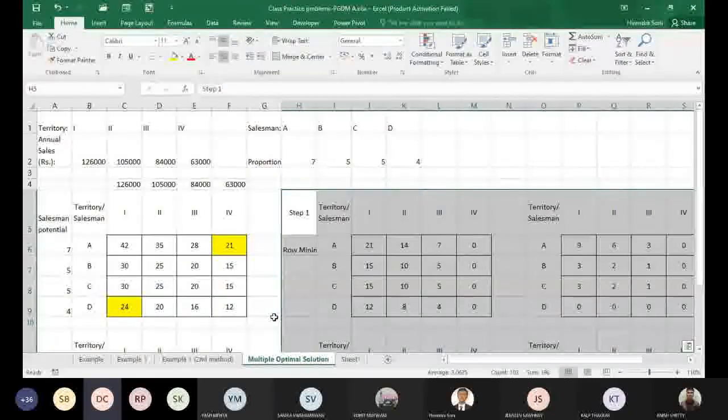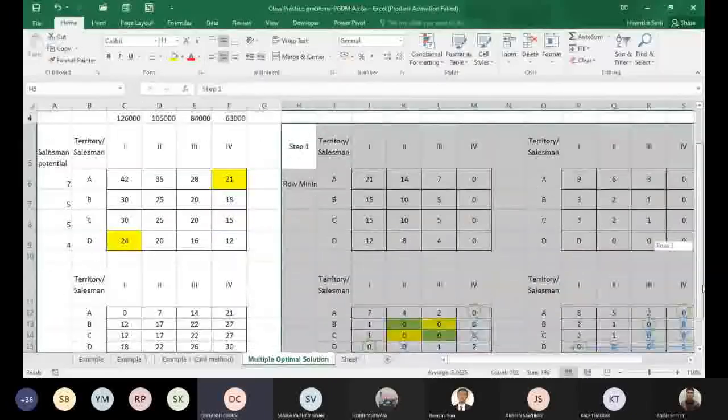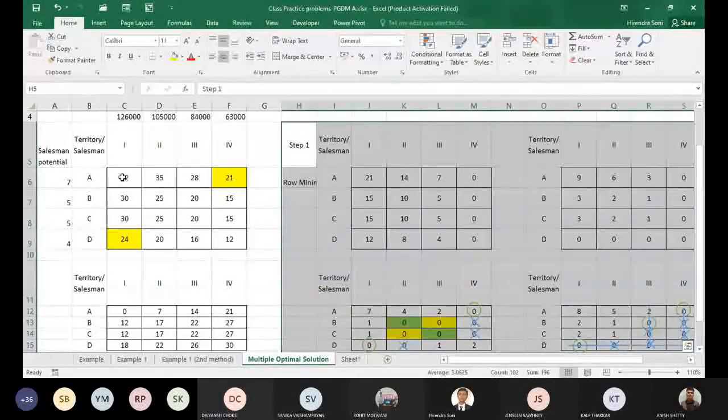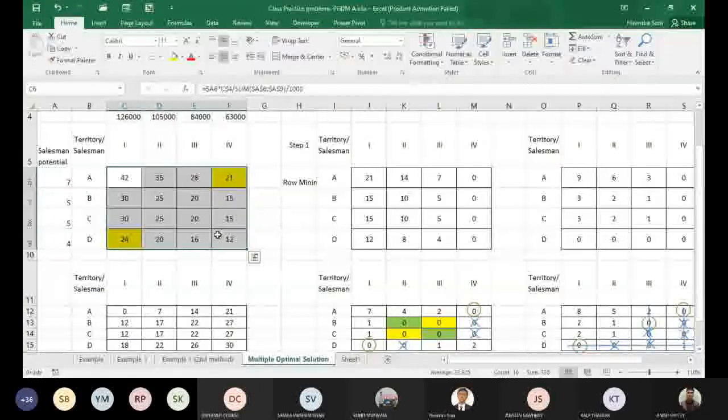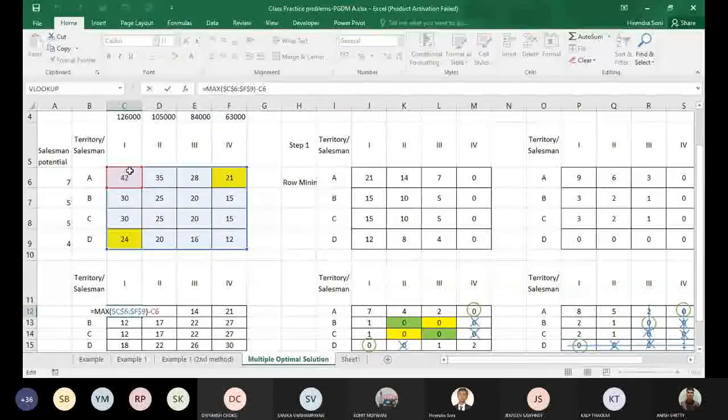Sir, can you show the maximization formula once again? What we'll do is we will find the maximum value from this table and subtract all these elements from that maximum value. So what I have done here is equals to maximum of this matrix minus every element value. Okay, sir. Thank you.